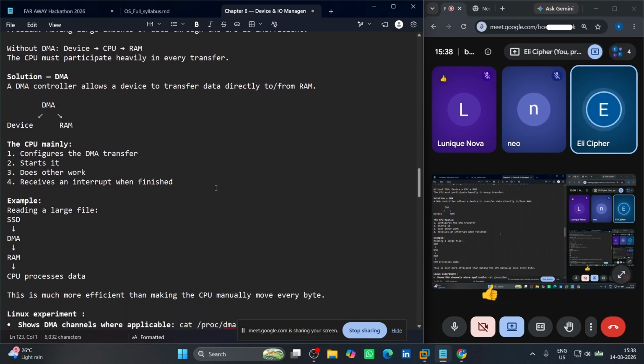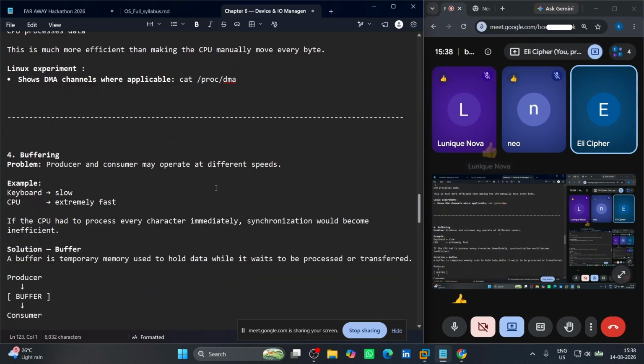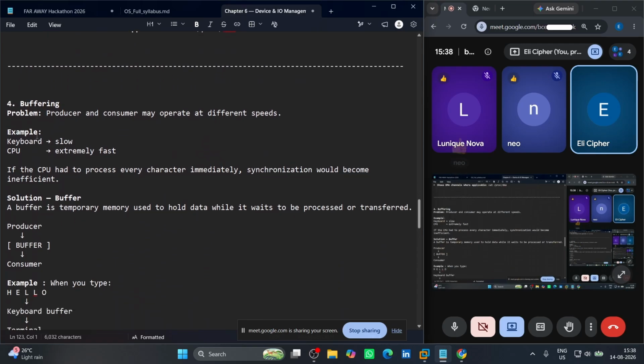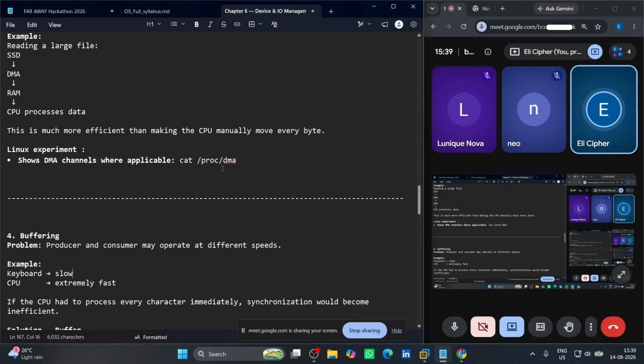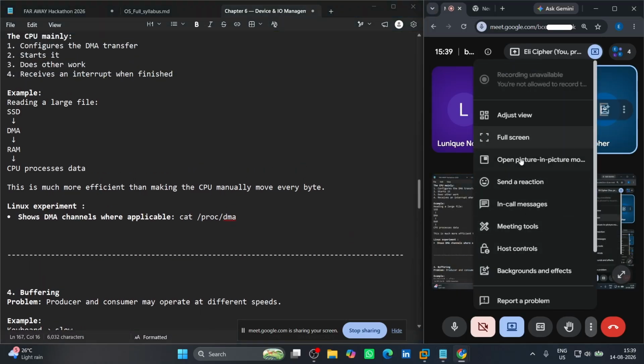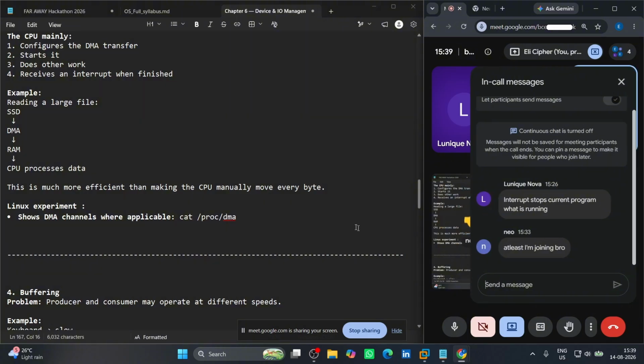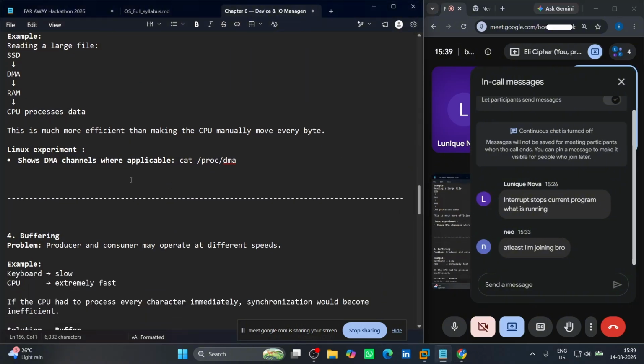Unique and neo. Okay. Now our fourth concept is about buffering. What is buffering actually is? Neo, did you know what is buffering is? What buffering is? Okay, you don't know. No matter.